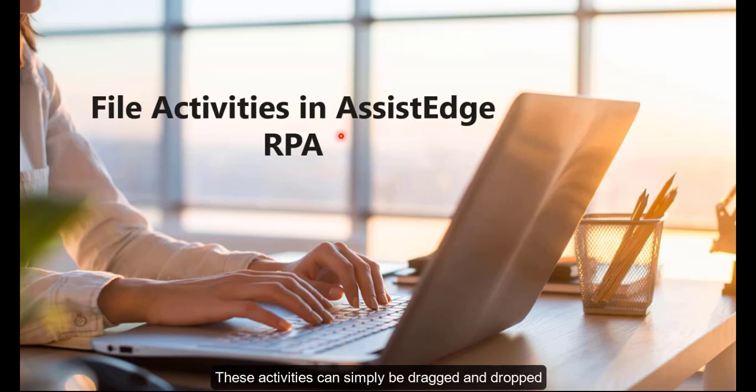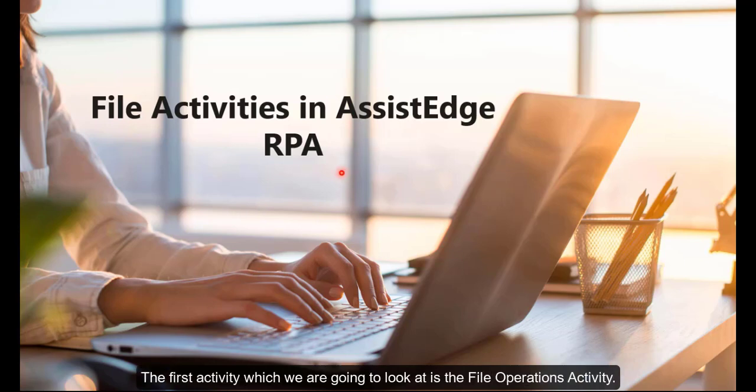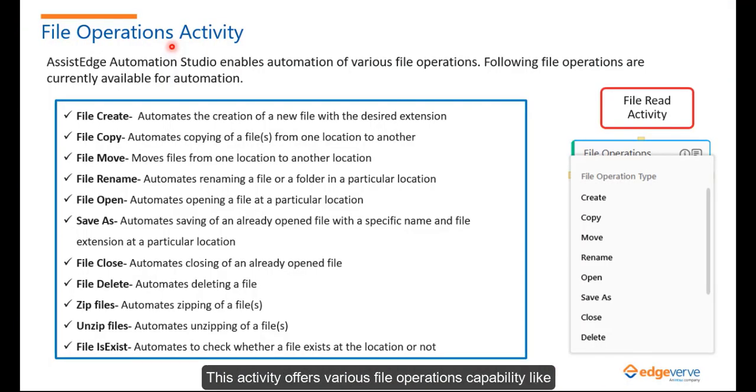These activities can be simply dragged and dropped in order to automate such simple file tasks. Let us understand these activities in detail with its different fields that are required to be configured as input and output arguments. The first activity which we are going to look at is the file operations activity. This activity offers various file operations capabilities like file create, copy, move, rename, open, close, delete, zip files, unzip files, or to check whether a file exists or not.